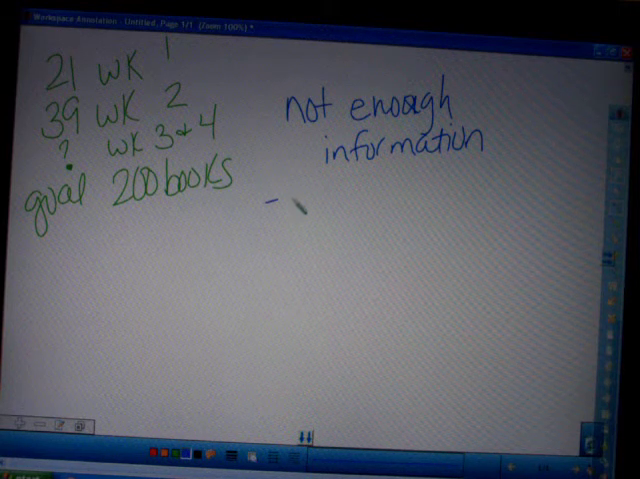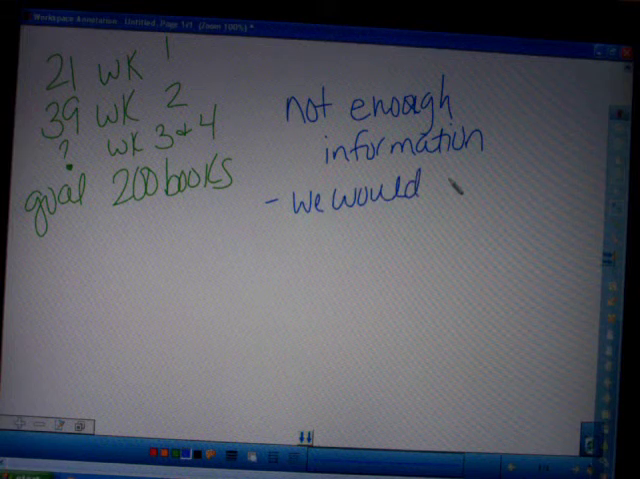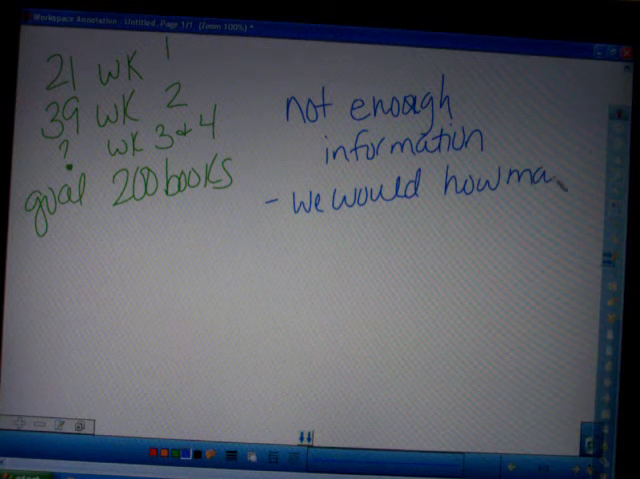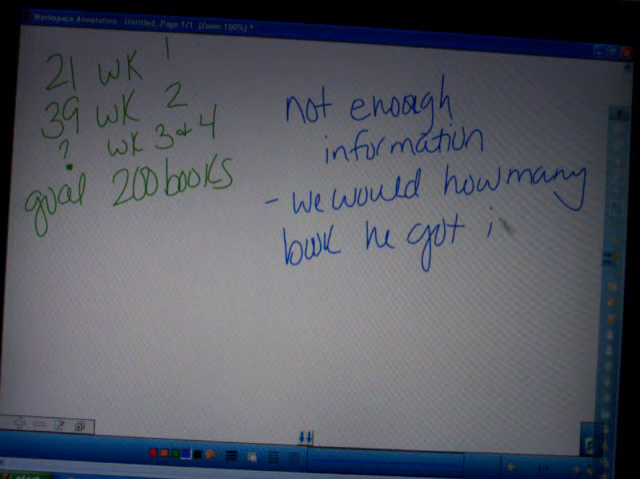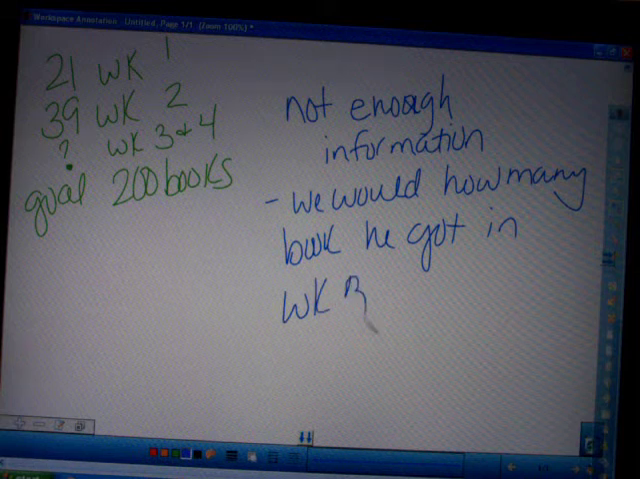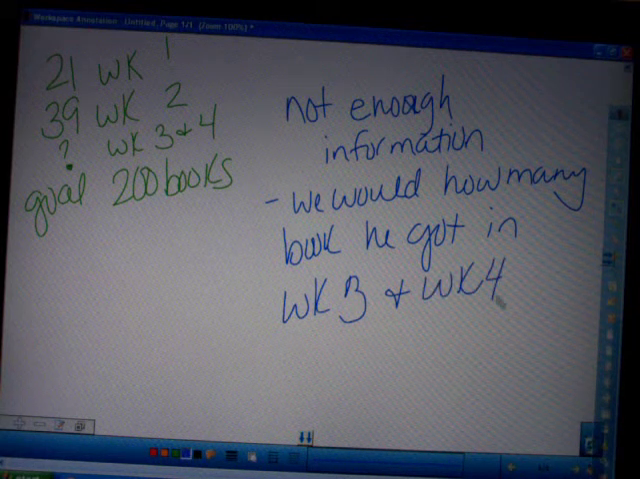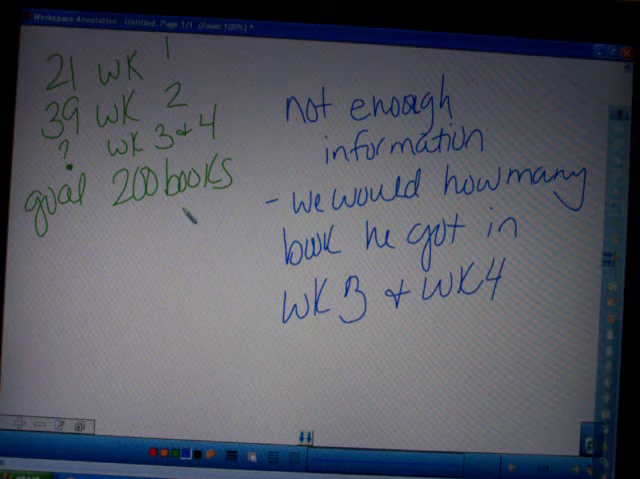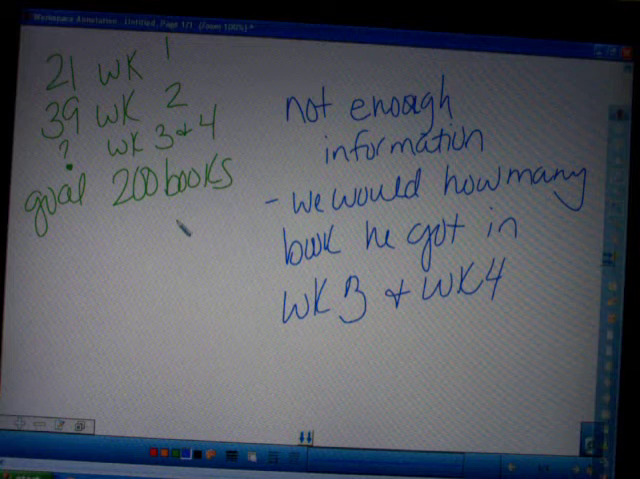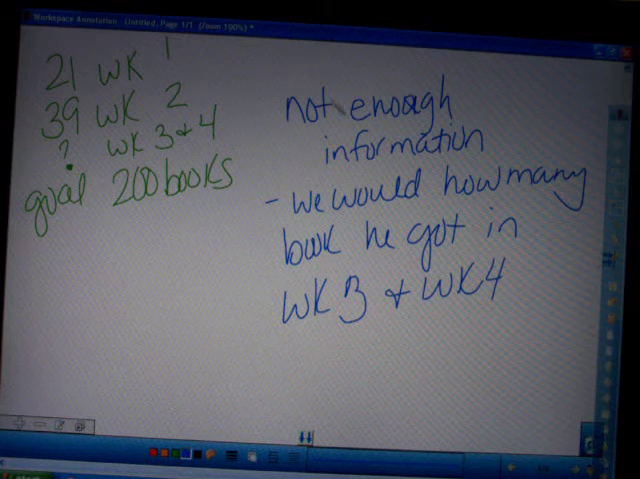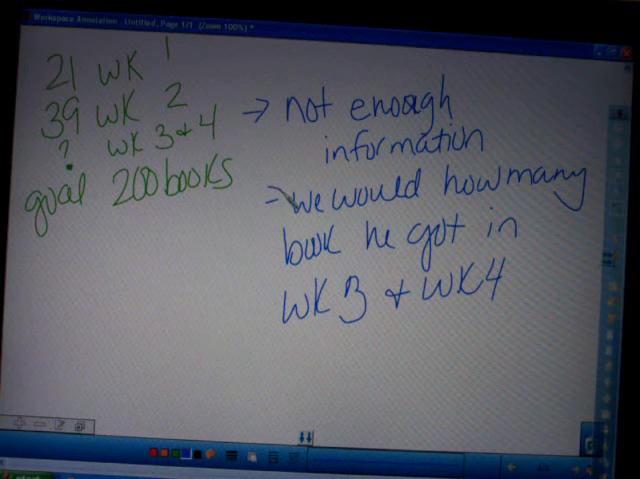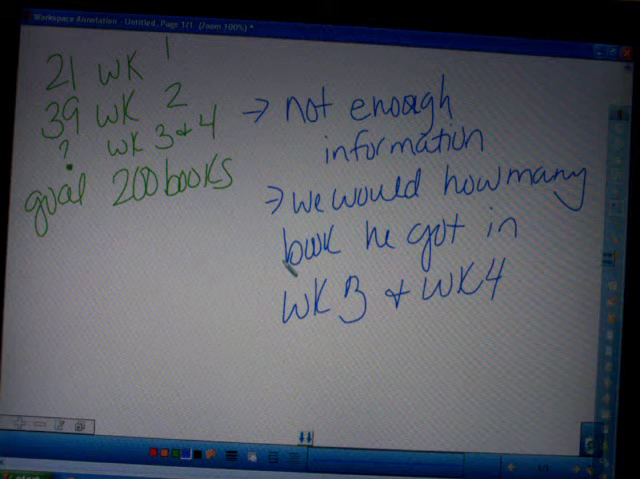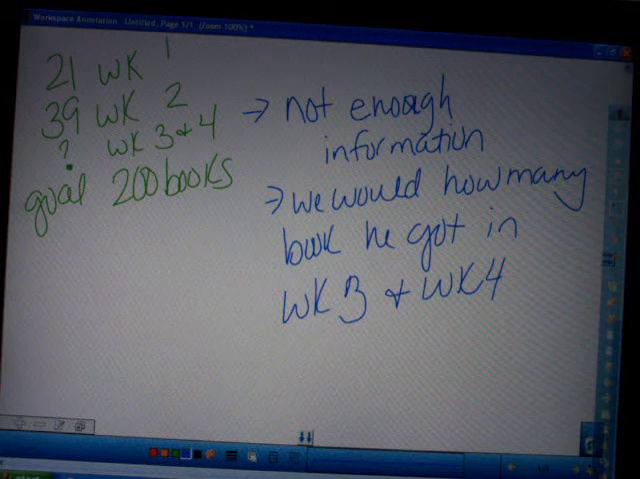To solve this problem, we would need how many books he got in week 3, and in week 4. So this is an example of some of the problems you're going to come across. You're not going to have enough information to be able to solve them. Some of them you'll have more information than you actually need. So as you go through these problems, think about, do I have all the information that I need? If you don't have enough information, you need to identify what information you would need to solve the problem.